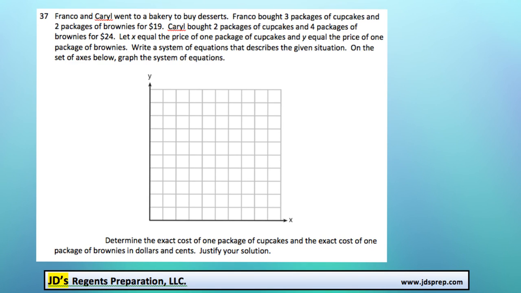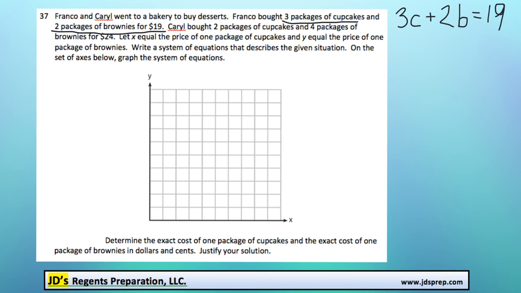Welcome to the last question, number 37 from the June 2016 Algebra Regents exam. In this question, we've got Franco and Carol who went to the bakery to buy desserts. Franco bought 3 packages of cupcakes and 2 packages of brownies for $19. So let's turn that into an equation. 3 packages of cupcakes, so 3C, plus 2 packages of brownies, we'll call that B, totaled $19.